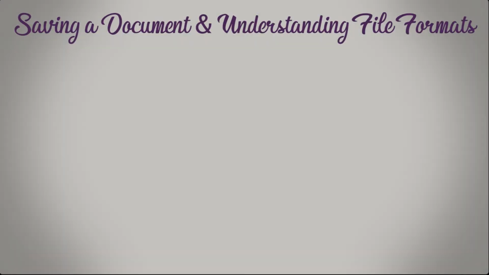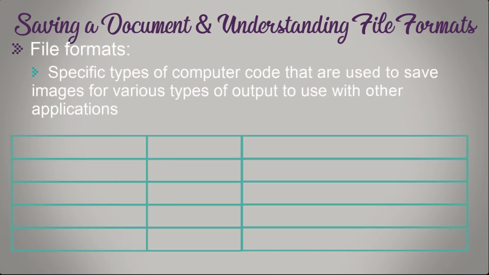Saving a document and understanding file formats. File formats are specific types of computer code that you use to save an image for various types of output or use with other applications. PSD stands for Photoshop Documents and is the basic format for saving a Photoshop file. All other Adobe programs can open and/or place a file saved as a PSD. This is a list of common file formats you can use with Photoshop.